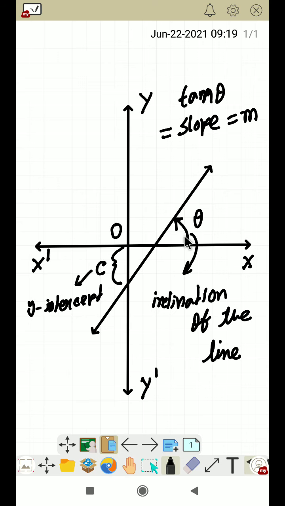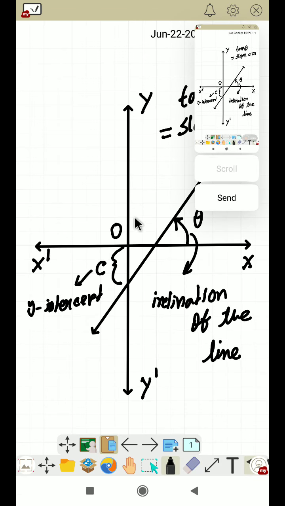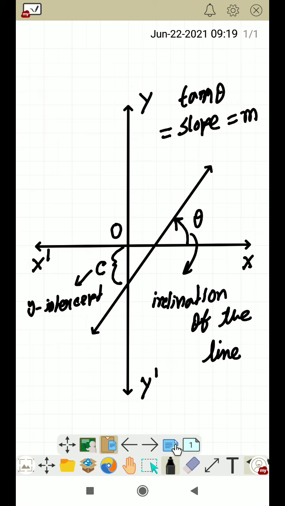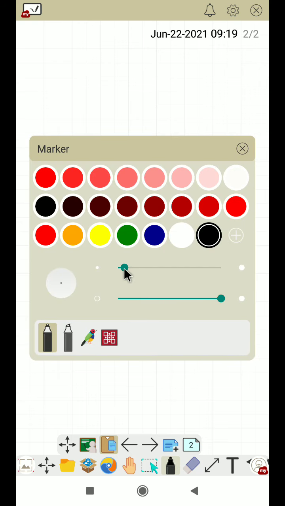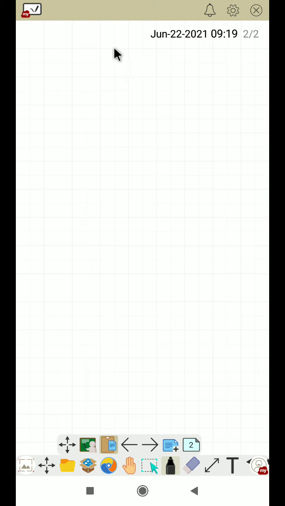Clear? So this angle is called the inclination of the line, the tangent value of this angle is called the slope of the line, and the distance between the origin and the intersecting point of the y-axis and that line is called the y-intercept. Now go to our exercise, exercise 26C.